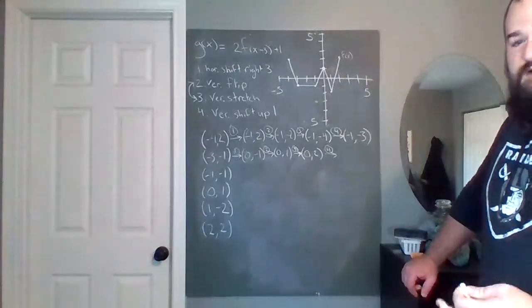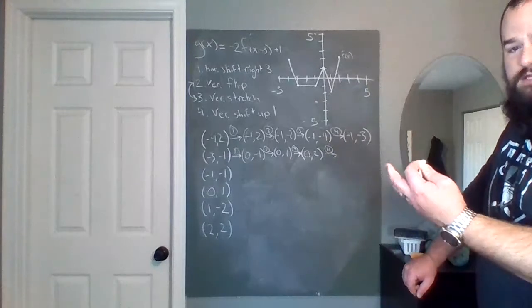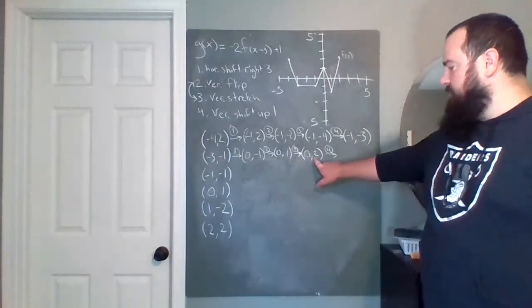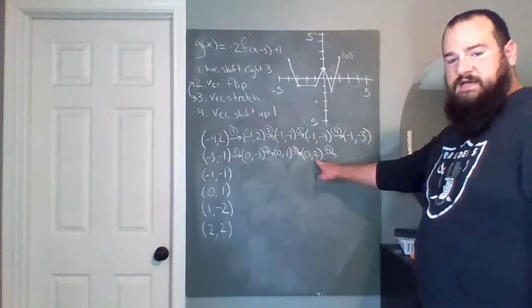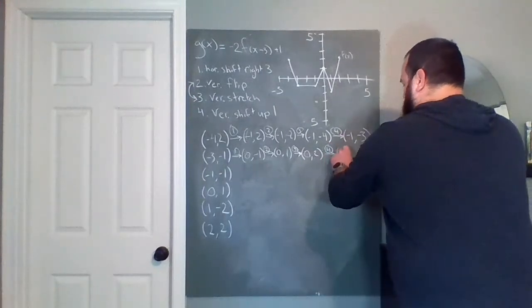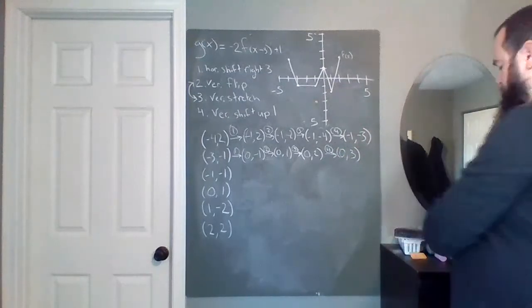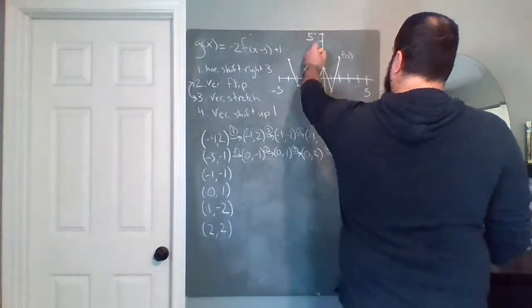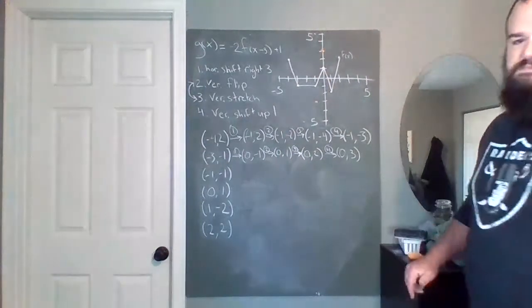And finally, our final step of this graph is to do a vertical shift up 1 unit. So if we were at 0, 2, and we want to go up 1 vertically, that only affects the output. So we are now at the point 0, 3.